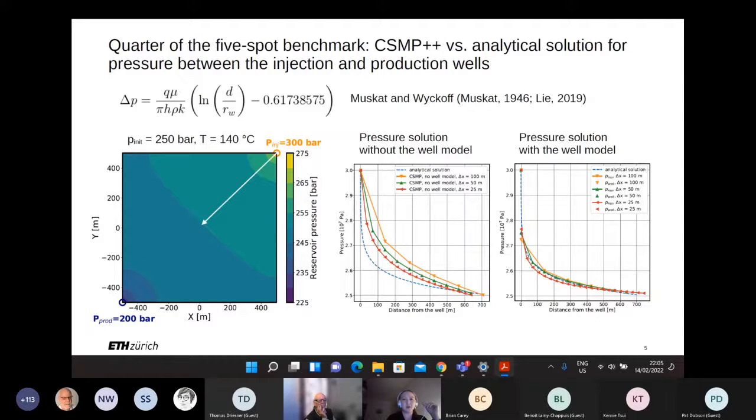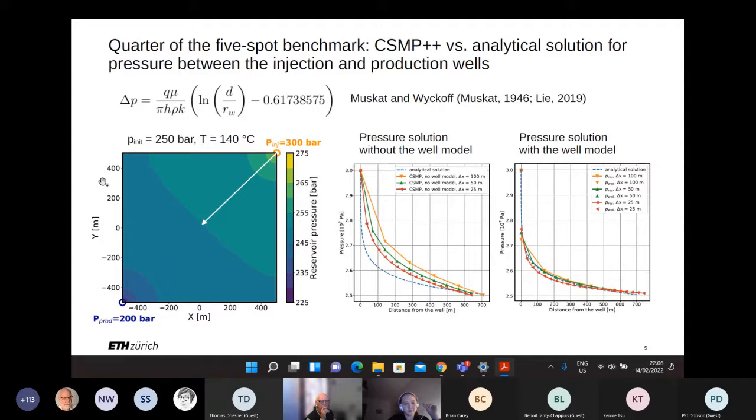So we have implemented this model and we benchmarked it against the analytical solution. This is a very well-known benchmark case in the oil and gas industry. It's called quarter of the five-spot. And it's a 2D model, 1 kilometer size square. And we have 2 wells located in the opposite corners with fixed pressure conditions, a production well and an injection well, and temperature is 140 degrees C. And this analytical solution provides us the pressure difference between the injection and the production wells.